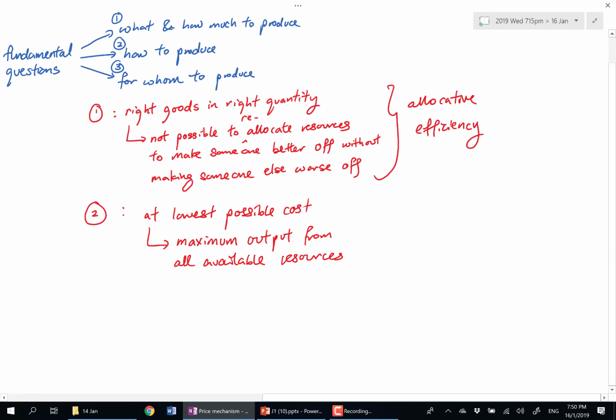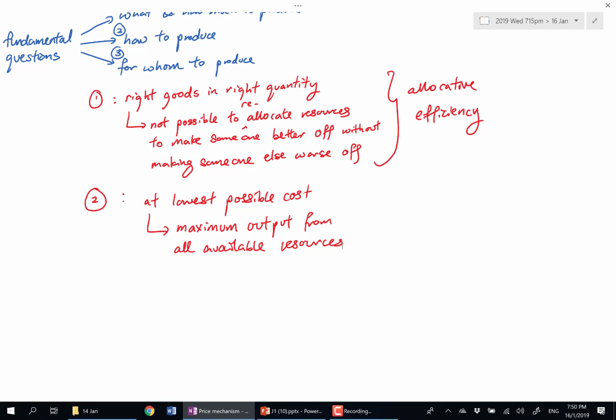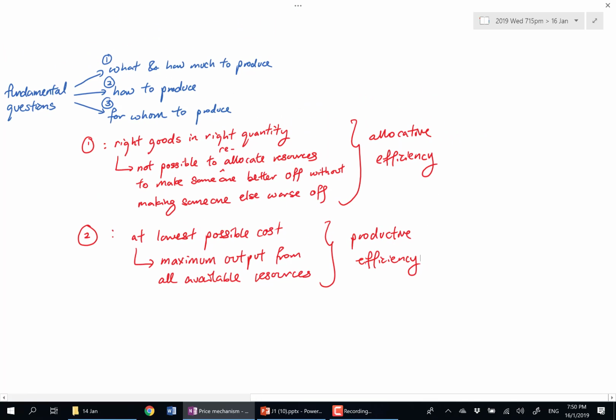Again, resources is the same as factors. You should think of cell, C-E-L-L. So, lowest possible cost has to mean that you're not wasting any resources. Alright? So that's when you are producing maximum output. We call this productive efficiency. Okay? Two concepts.